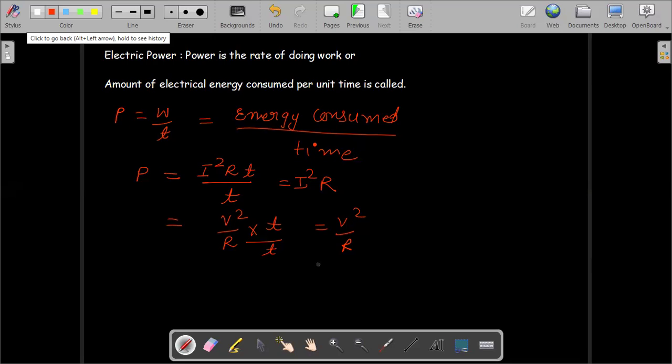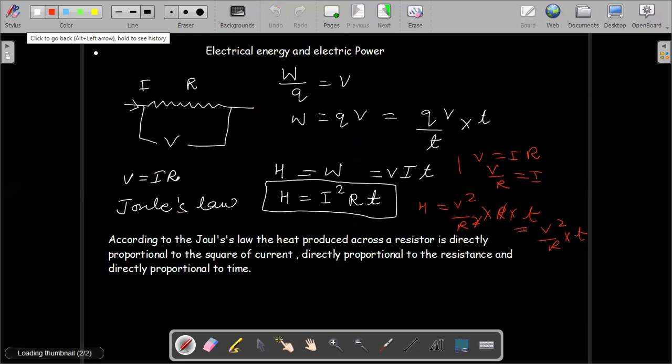So why did we do V squared over R? That's the formula of power. That's the formula of energy. See, we got here the formula of energy, we have V squared over R times T. Yes, sir. Understood.